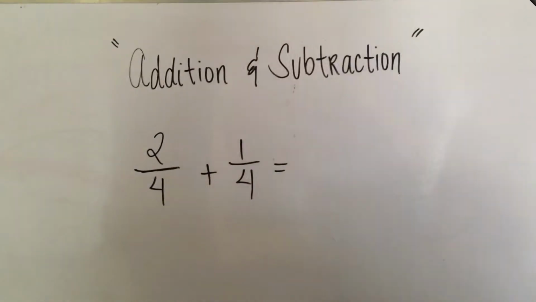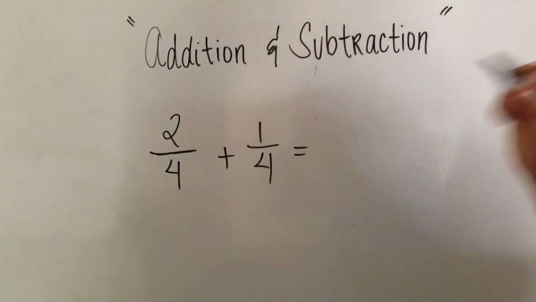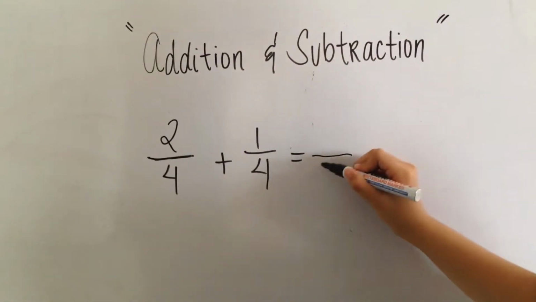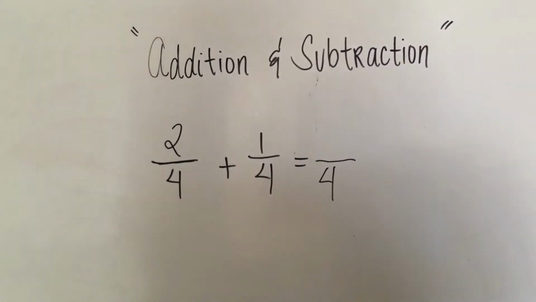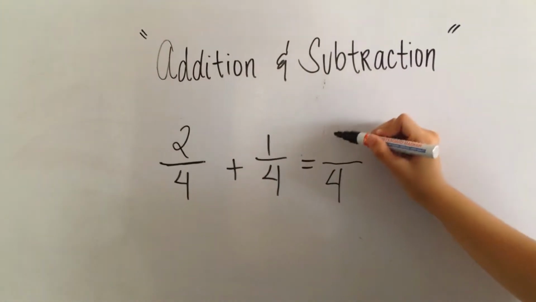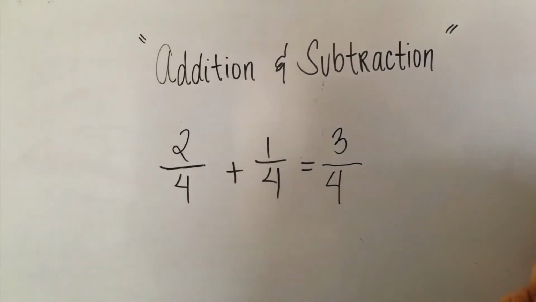In adding and subtracting fractions with similar denominators, you just simply add their numerators. For example, 2/4 plus 1/4. So, first, you copy the denominator, 4, then add the numerators. 2 plus 1 is equal to 3, so the answer is 3/4.